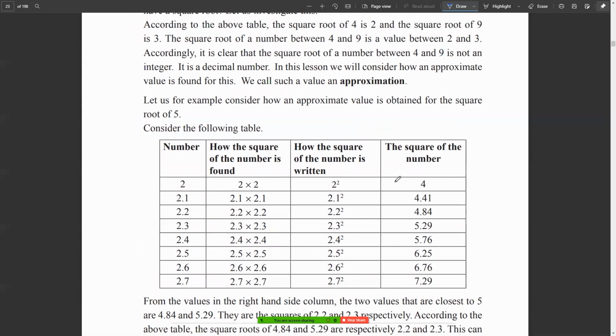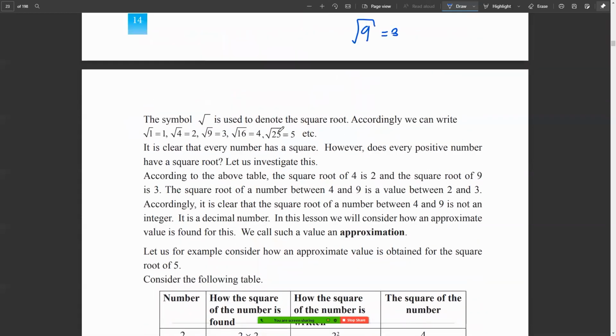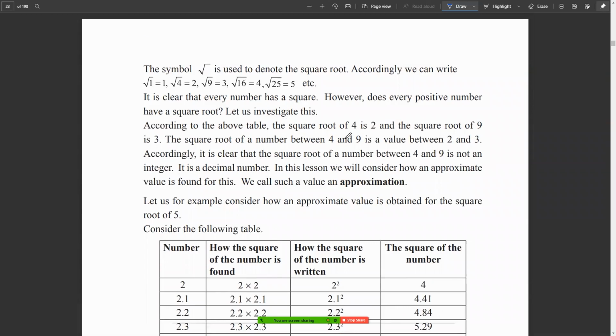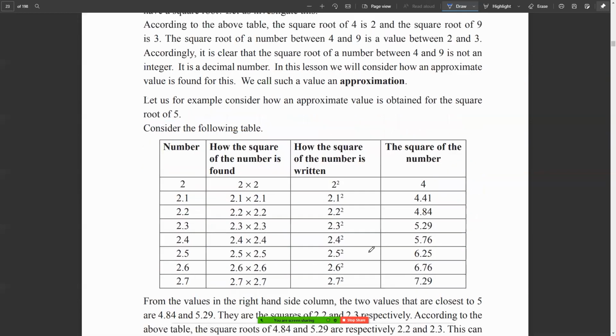In this case, they are using 25, so the square root is 5. It is clear that every number has a square. However, does every positive number have a square root? Let's investigate this. They are going like this. They need to find out the square root of 5. In this case, you know that the square root of 4 is 2. So for 5, the lowermost value which has a perfect square root is 4.